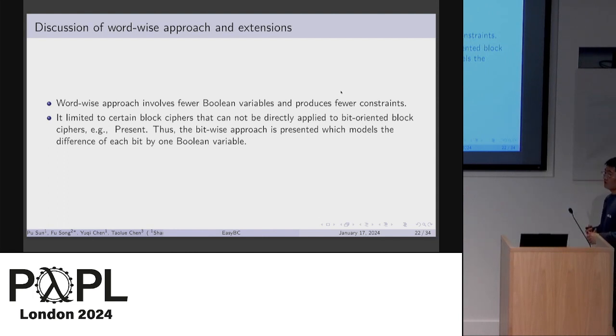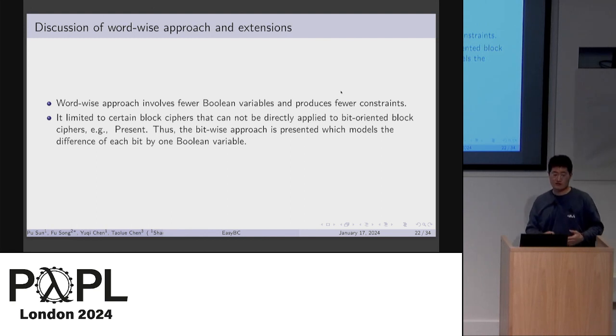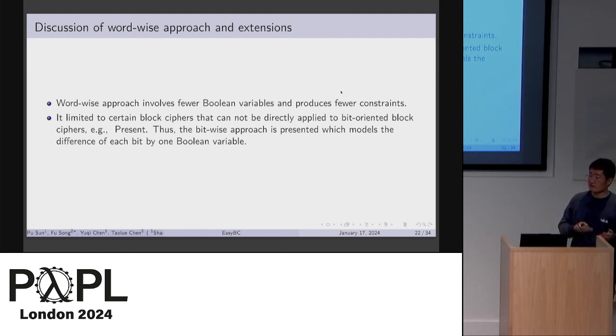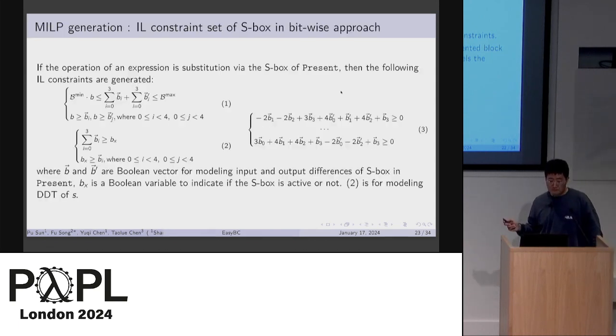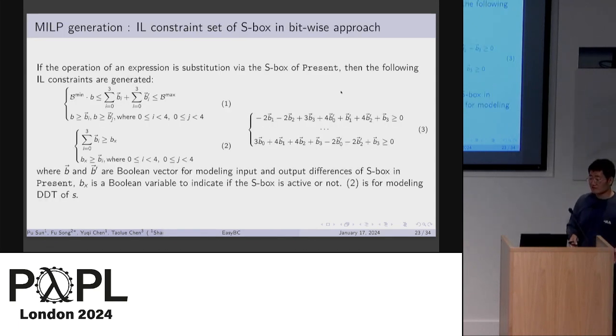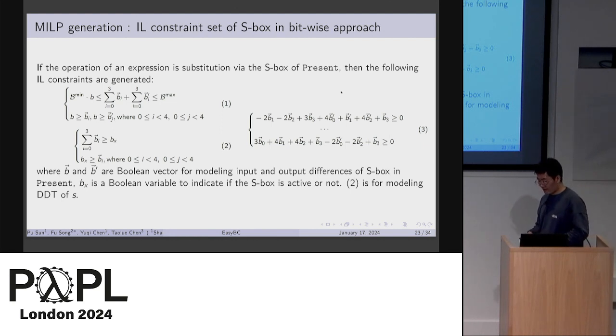The wordwise approach involves fewer variables and fewer constraints. However, it's only suited for some specific structures. Well, it's not suited for bit-oriented block ciphers like PRESENT. Thus, we present bitwise approaches to address this problem. For example, for the modeling of S-boxes, which is modeled by only one constraint in the wordwise approach, the integer linear constraint set consists of 3 parts.